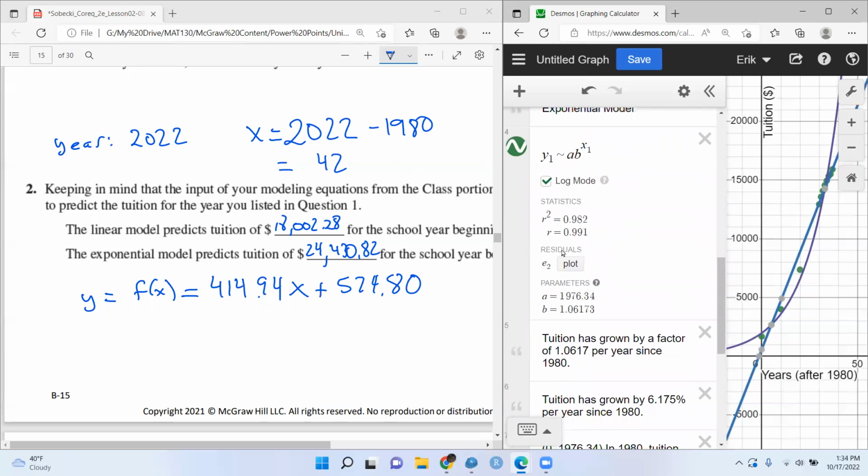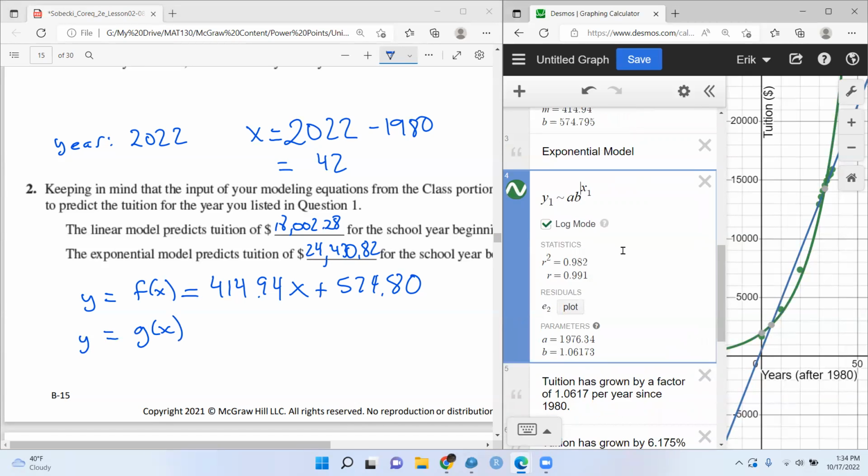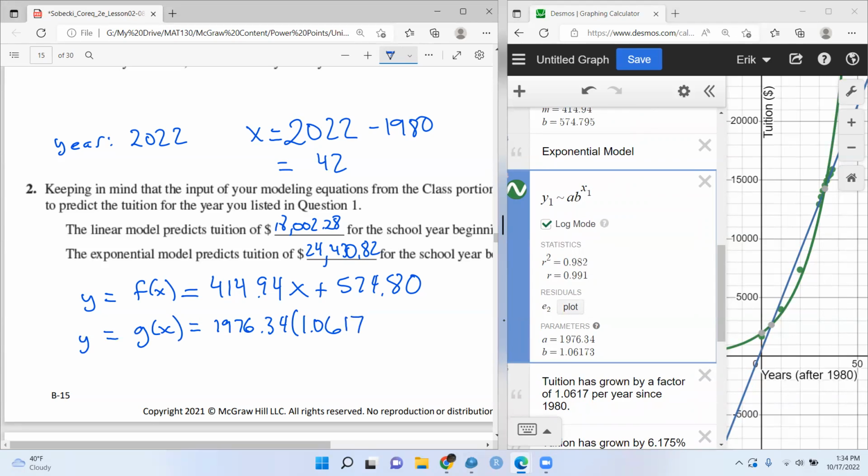And then I did the same thing for the g of x function, or the exponential function. I just replaced y with the function notation, g of x, and I used these two parameters and wrote them exactly how they're stated to be written right here. So the a value is 1976.34. The b value is 1.0617. We were told to just have 5 digits here, so I ignored the 3, and there's my function. Does that help?